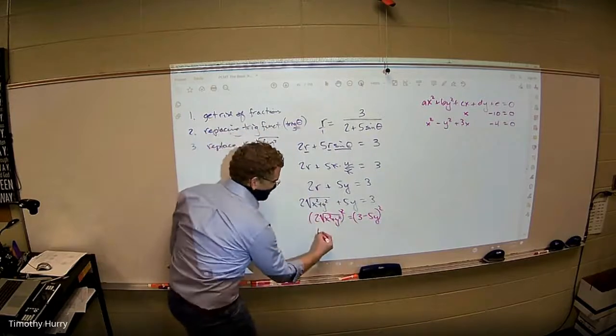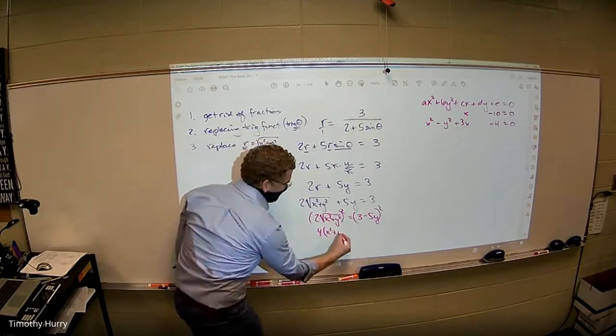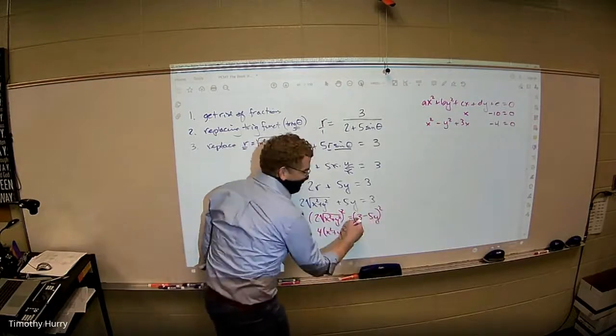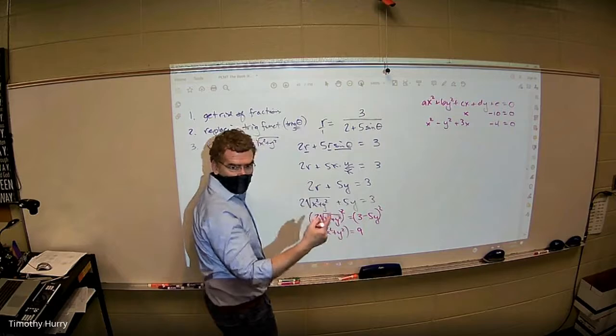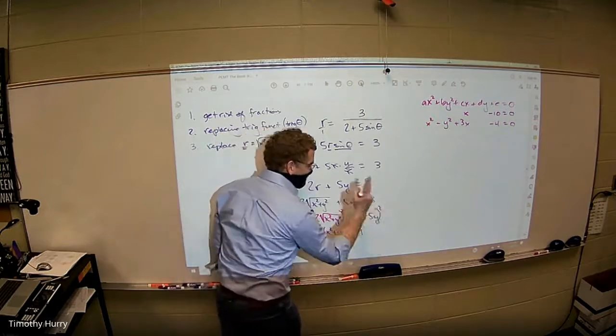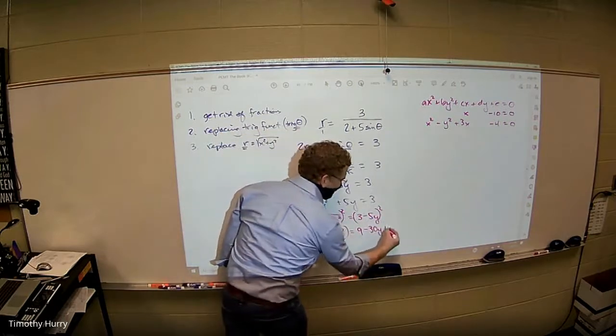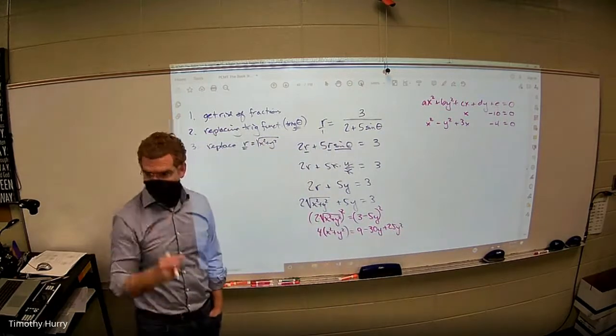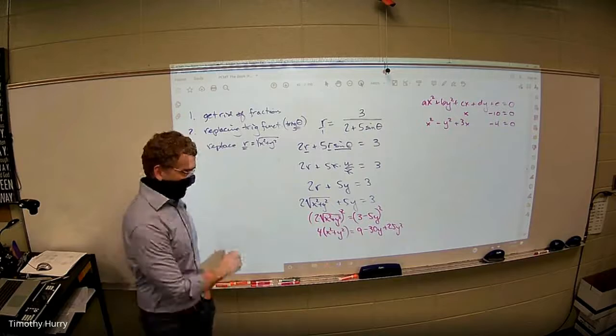Square both. So 4, square root goes away. Of course, you got to square that, right? You can't just square each part. Remember how to square a binomial? Square that times 2. And then the last step would be to what? Just clean that bad boy up.